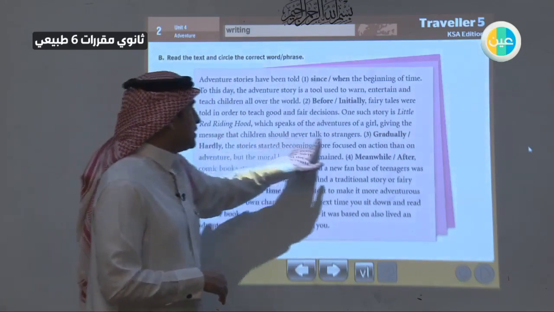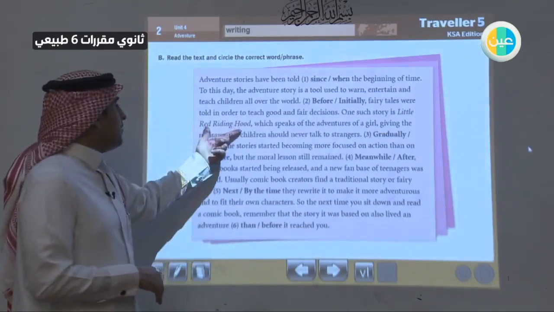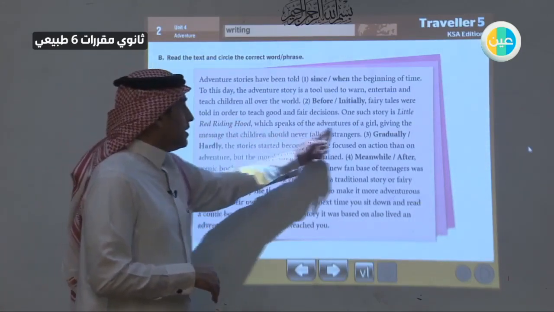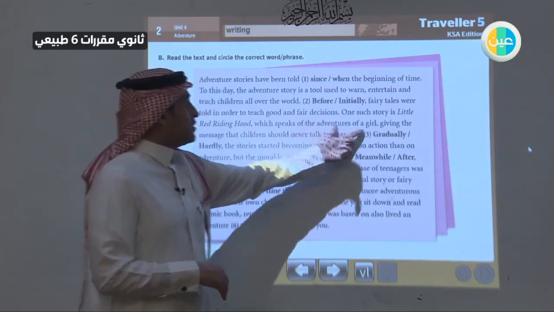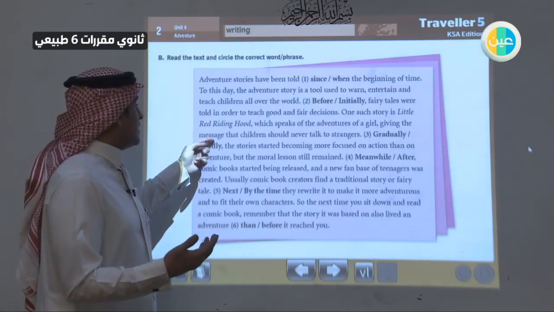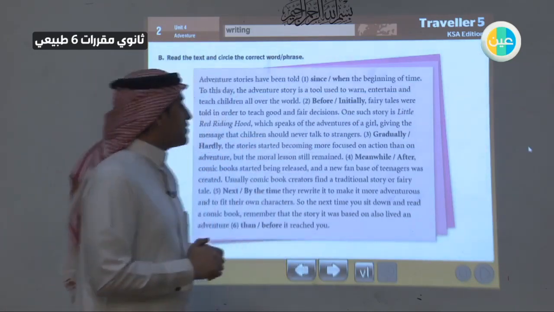One story here in number 3, you can find, read the sentences again. The message is children never talk to strangers. That's Red Riding Hood. Red Riding Hood is a story about a girl full of adventure. A girl giving a message, or sending a message, to the children: never talk to strangers.